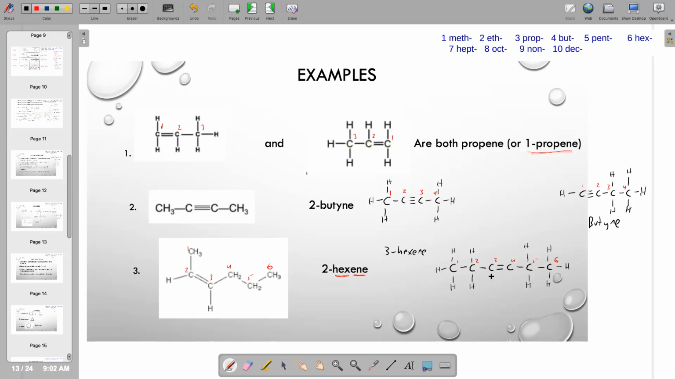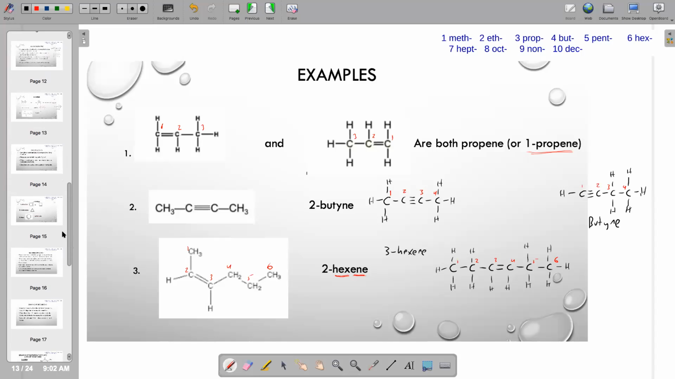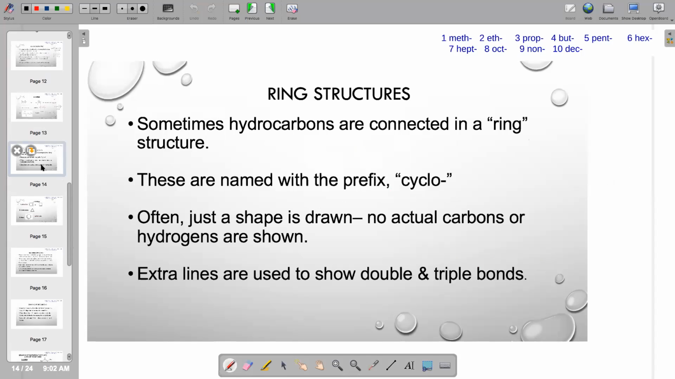So let's see. I guess I've got to get another hydrogen here, another hydrogen here. So that's called 3-hexene. Regular hexene, the double bond is on the end. All right, we'll do some other examples too.